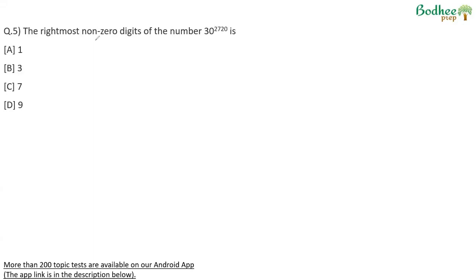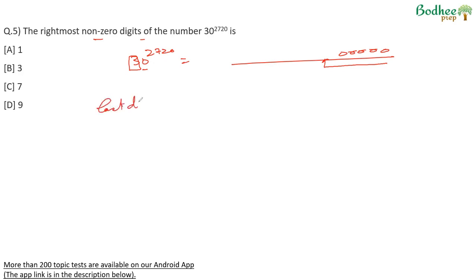The rightmost non-zero digit of 30 raised to power 2720. Now, when we expand this number, we will have zeros in the end because of this 0. The rightmost non-zero digit will happen because of 3. So basically, the rightmost non-zero digit of 30 raised to power 2720 will actually be the last digit of 3 raised to power 2720.